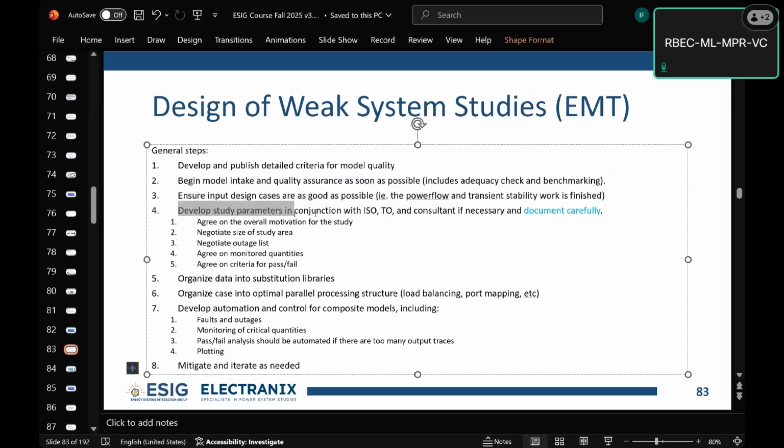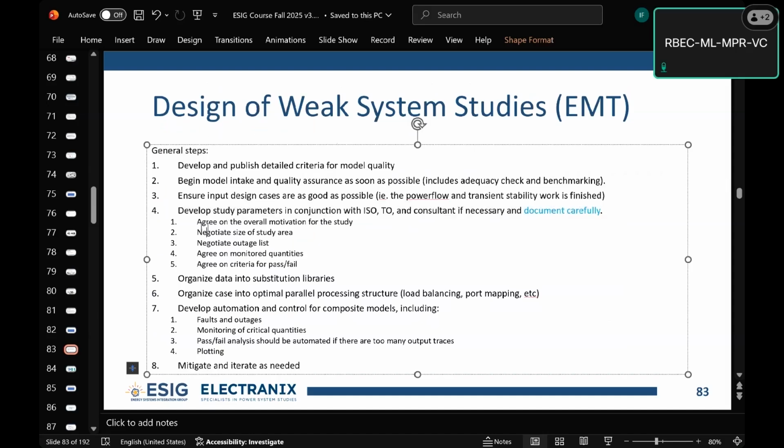Then you're going to develop study parameters in conjunction with everybody. Everybody's going to agree on what to do with this study, and you're going to try and rein it in, right? When you're doing EMT studies, you really want to focus your effort. We can't just study everything. This is the problem with new EMT study engineers: let's just study everything because we don't know what the worst case is. Figure out what your worst case is as much as you can. Narrow it down to, let's say, make yourself a target of 5 faults that you want to study. Okay, we're not doing thousands of faults anymore like you can do in transient stability. You want to narrow it down.